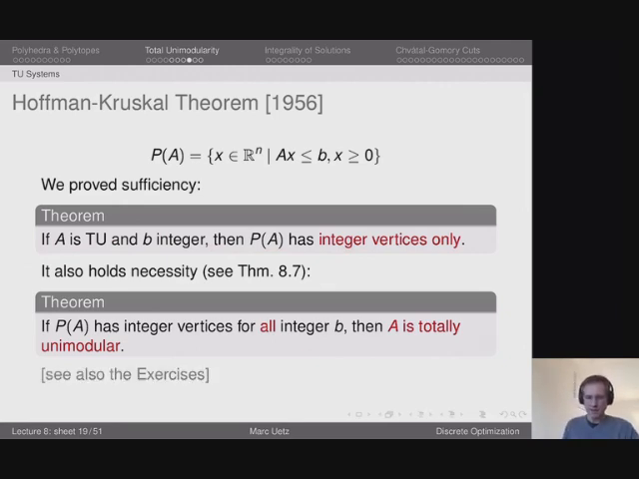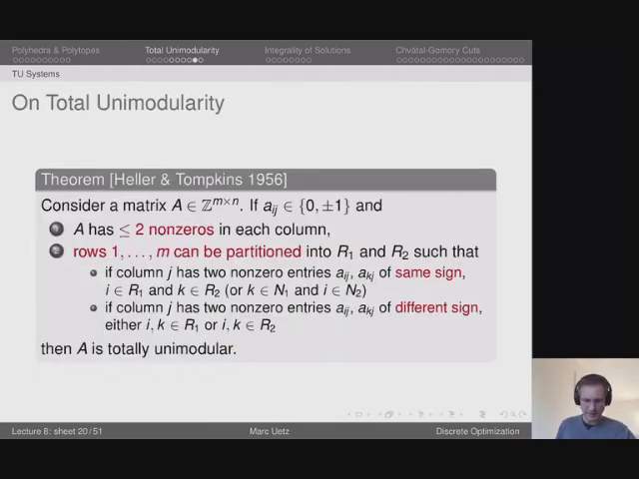Now, which matrices are totally unimodular? And in order to make it a little bit more workable, there is another sufficient condition on total unimodularity, which is very handy, at least with respect to all kinds of problems that are defined on graphs. Okay, so if we have an integer matrix A having only 0, plus or minus 1 entries, then these two conditions here are sufficient conditions for total unimodularity of A.